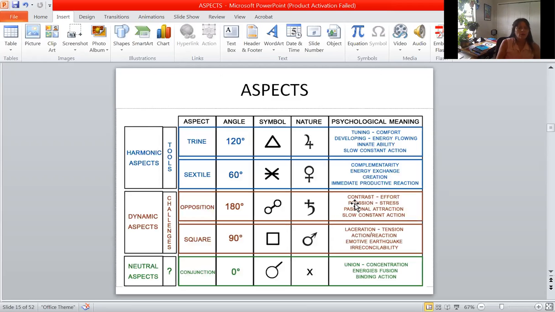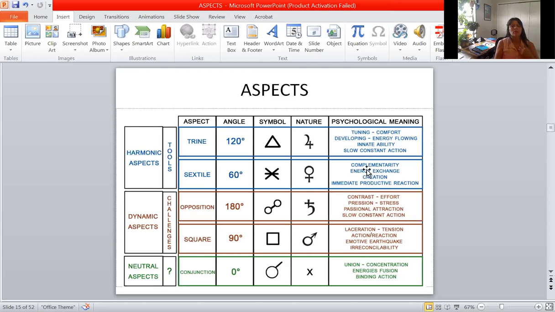Okay, let's see, harmonic aspects, which would be trine and sextile. Dynamic are challenges, and then neutral is conjunction. So the dynamic we're saying is opposition and square. Let's look at these. A trine is at 120 degrees. So it's tuning, it's comfort, it's developing, its energy is flowing, it's got an innate ability, and it's got a slow, constant action. The sextile is complementary, energy exchange, creation, immediate productive reaction.